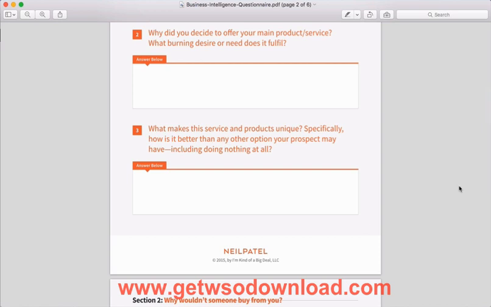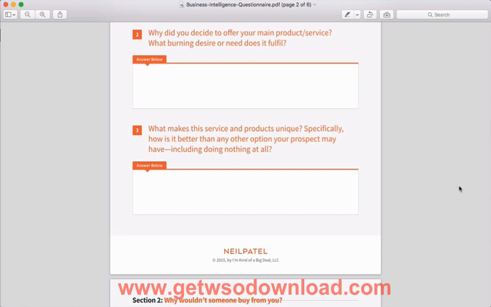Number 3, what makes this service and product unique? Specifically, how is it better than any other option your prospect may have, including doing nothing at all? This is very key because a lot of times prospects will, first of all, do a whole bunch of research on a lot of different products, and either they'll choose your competitor or they'll become paralyzed with choice paralysis. They have too many choices and nothing differentiates or makes anything stand out in particular to them, so they don't choose at all. So you want to make sure that you have a differentiating factor about your product or service, so people will easily be able to choose you without having to worry about all the other options or feeling like there's nothing that stands out about anyone and just walk away.